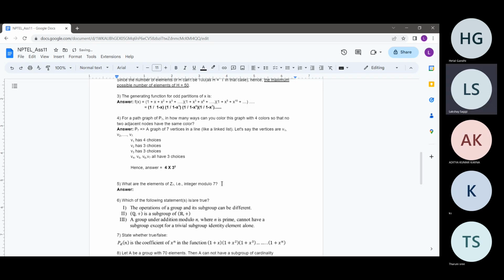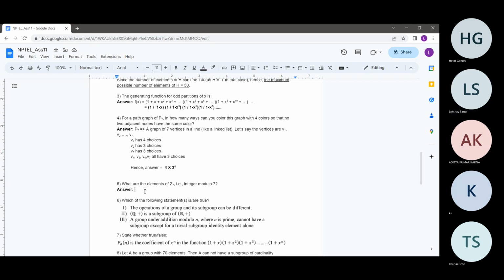The fifth question says, what are the elements of Z7? So Z7 is nothing but the set of integers modulo 7. And what does modulo 7 mean? It means the set of remainders when divided by 7. So what would be the elements of Z7? It's also a basic revision based question, I would say.